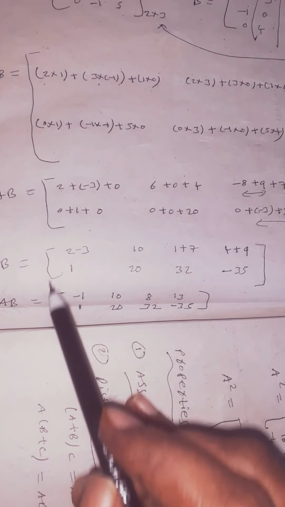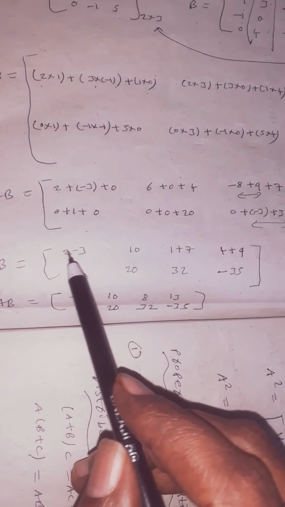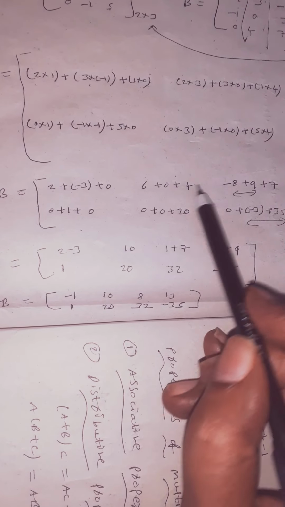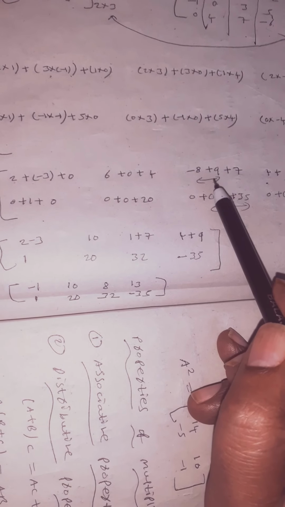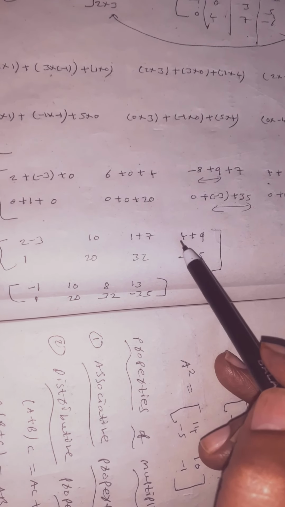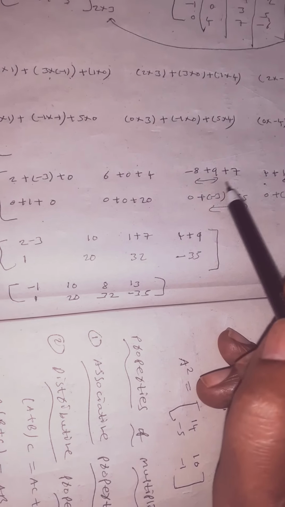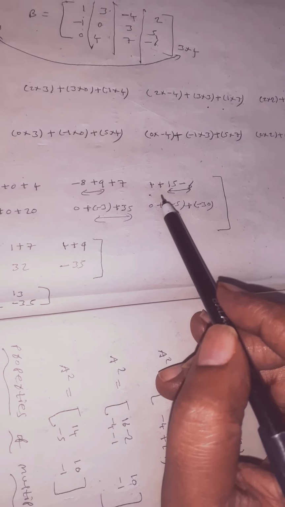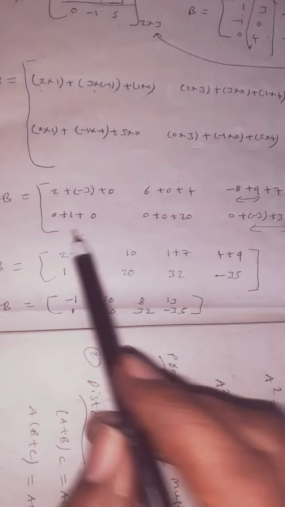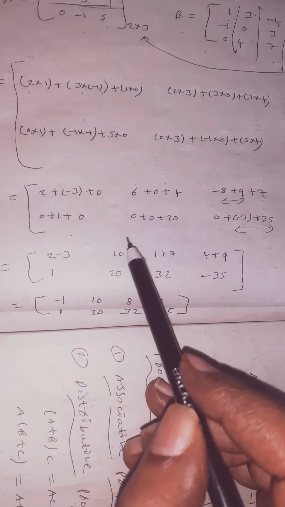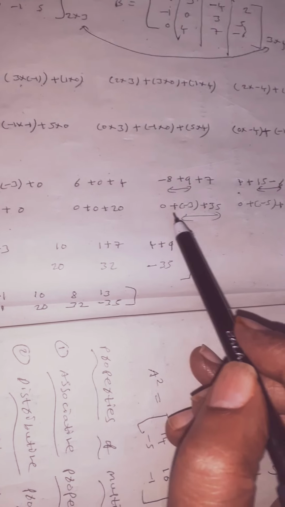So next, 2 I wrote as it is. Plus into minus, how much? Minus 3. 6 plus 4, 10. Next, minus 8 plus 9: the big number has the positive symbol, so 9 minus 8 is 1. I wrote 7 as it is. Next, I wrote 4 as it is. 15 minus 6, how much? 9. Next, 0 plus 1 is 1. 0 plus 20 is 20.